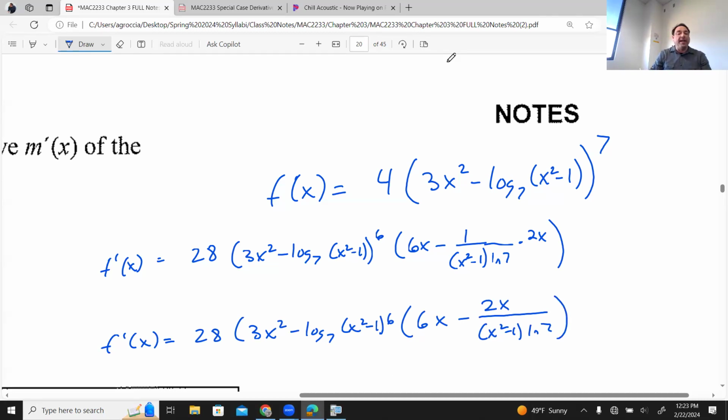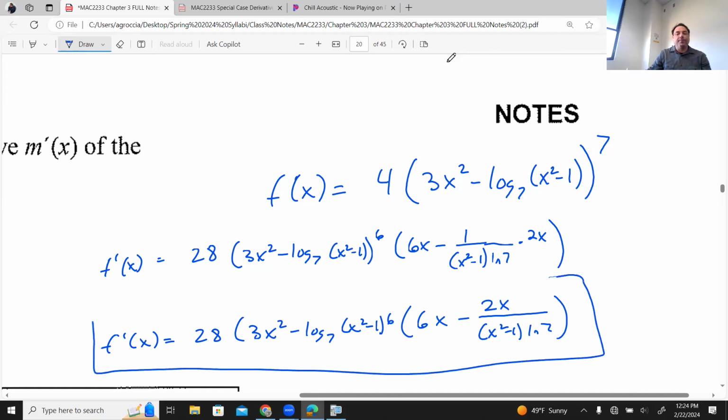Could I distribute the 28? I could, or I could just multiply by 28 at the end. Both are okay. Probably a little more simplified if I distributed the 28. I can't distribute the 28 to the first one, but I could to the second. But I'm going to leave it just like that, because if I had to plug into it, at the end, you multiply by 28. I don't think that's too much work. But if I wanted to distribute it in, I totally can. But take a moment to look at it. You can do one within another one, but overall, this was chain rule.